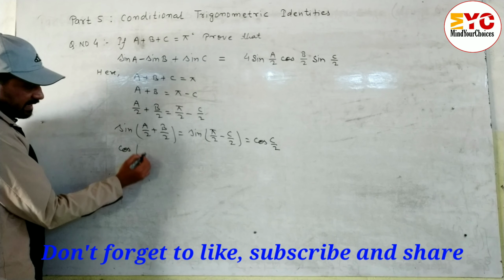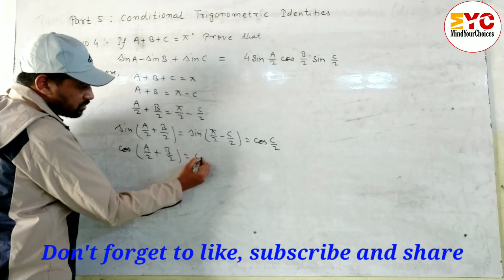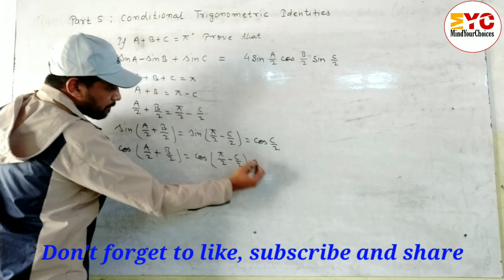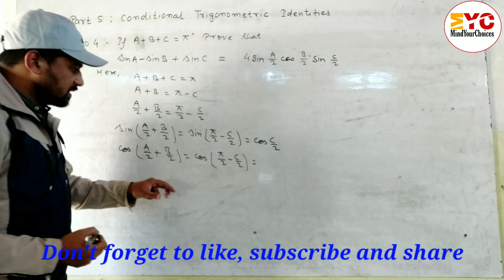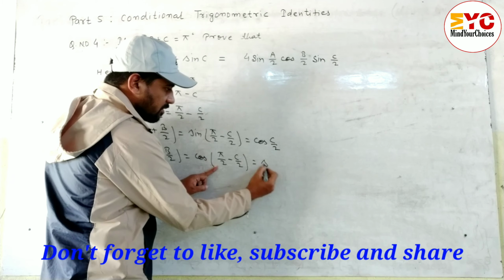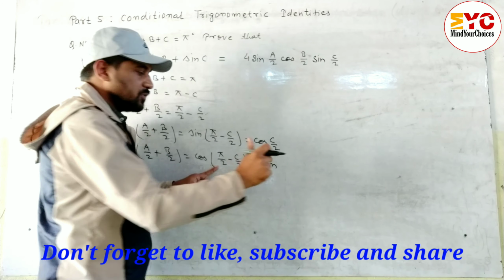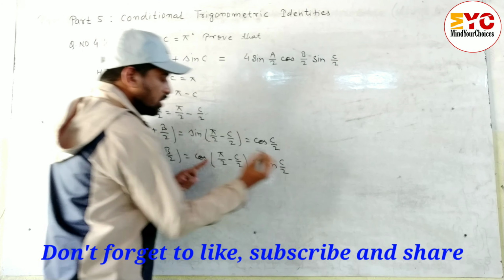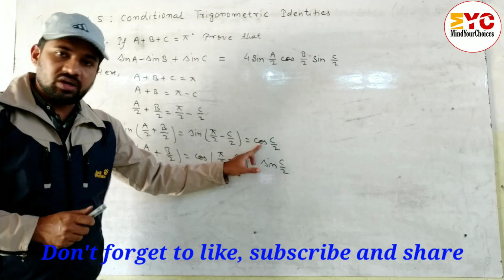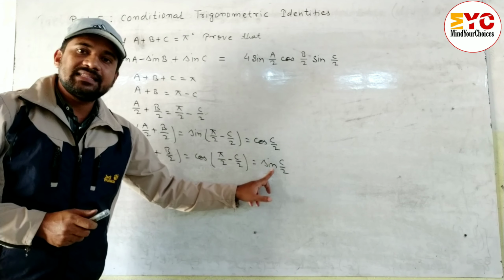Now taking cos both sides, cos of a by 2 plus b by 2 is equal to cos of pi by 2 minus c by 2. Look here, taking cos both sides. Now pi by 2 means 90, 90 means cos is converted into sine. Now 90 minus c by 2 means first quadrant. In first quadrant, cos is positive, so we can write here sine c by 2. So the value of sine of a by 2 plus b by 2 is equal to cos c by 2, and the value of cos of a by 2 plus b by 2 is sine c by 2.